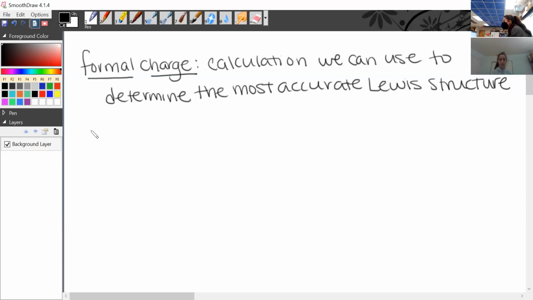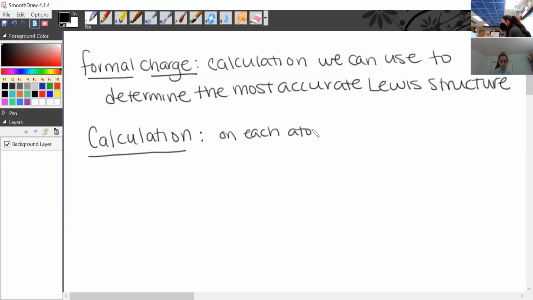Okay, so here's how we do the calculation. And the equation isn't really going to make a lot of sense until we do an example. So off to the side here, we're going to write the equation for it, and then we're going to calculate it, okay? So first of all, the calculation is done on each atom in the structure. It's going to be a little calculation that we do for every atom in the structure. So in the case of carbon dioxide, we're going to do this calculation on all three atoms. We're going to do it on the carbon and on both of the oxygens. Okay. All right. The equation is this.